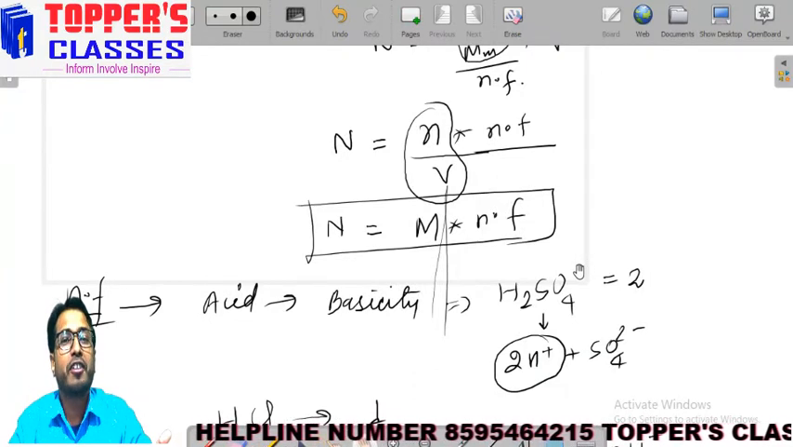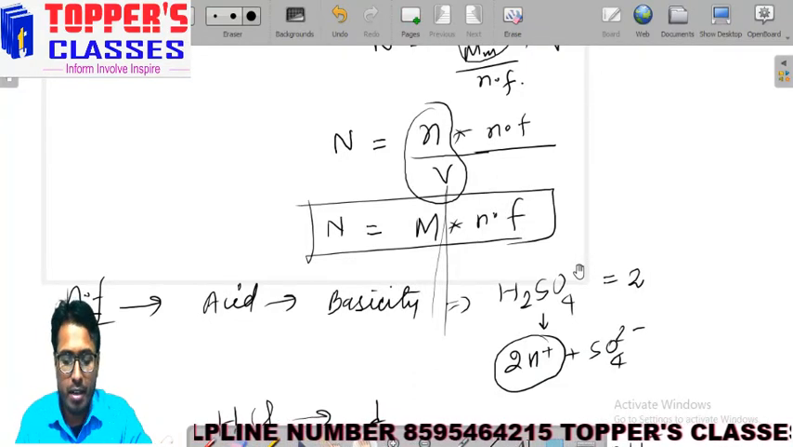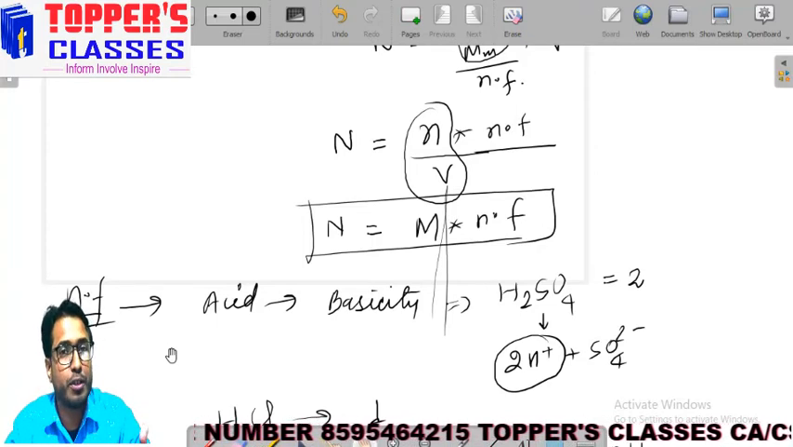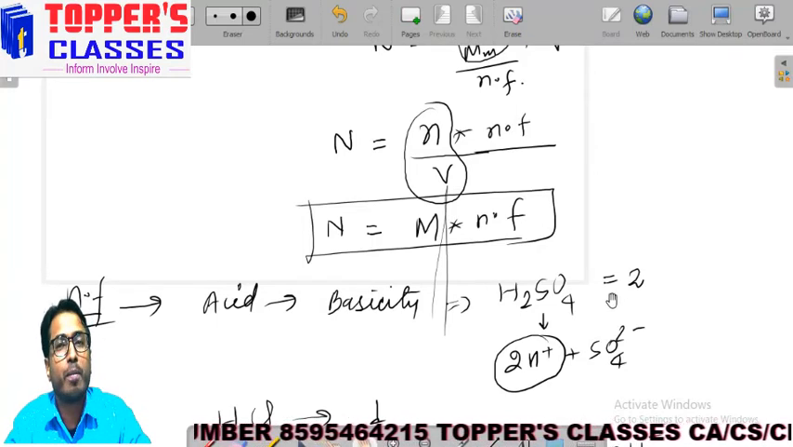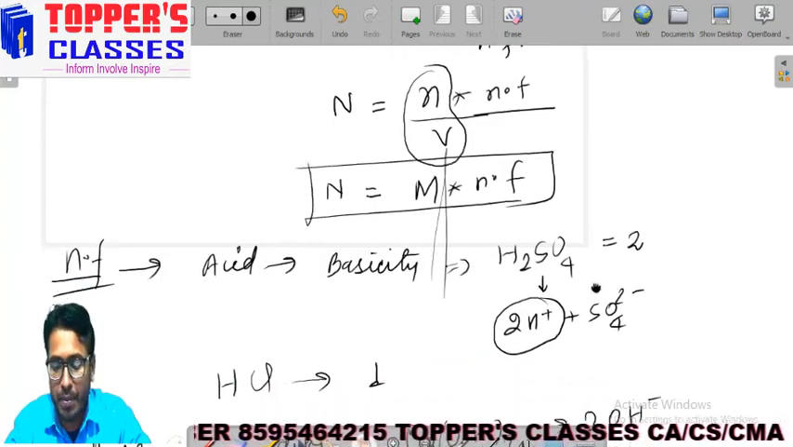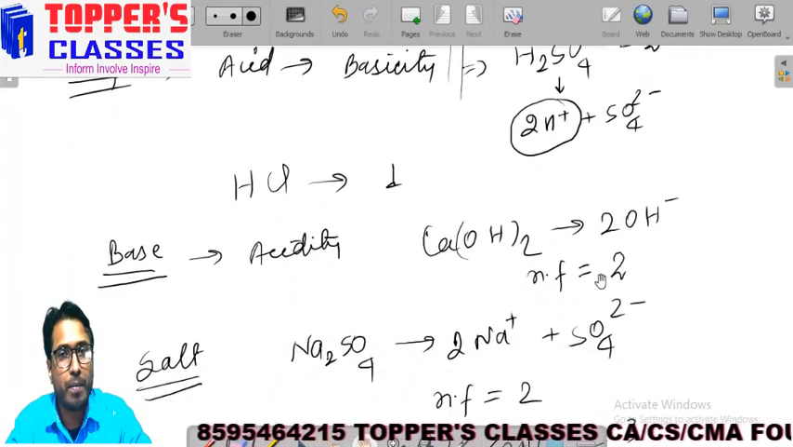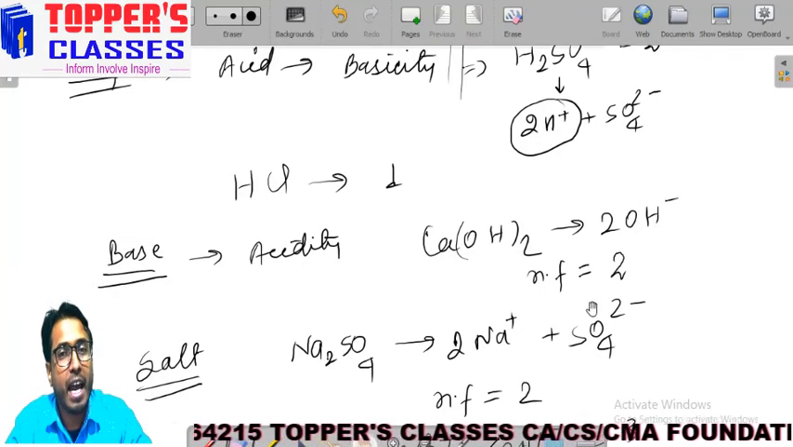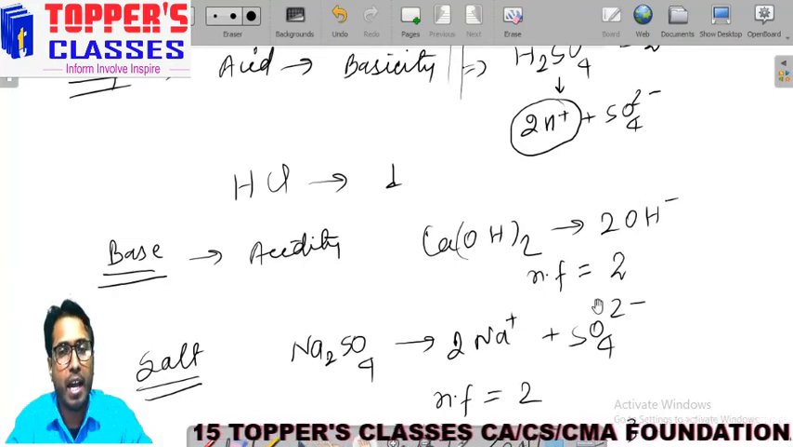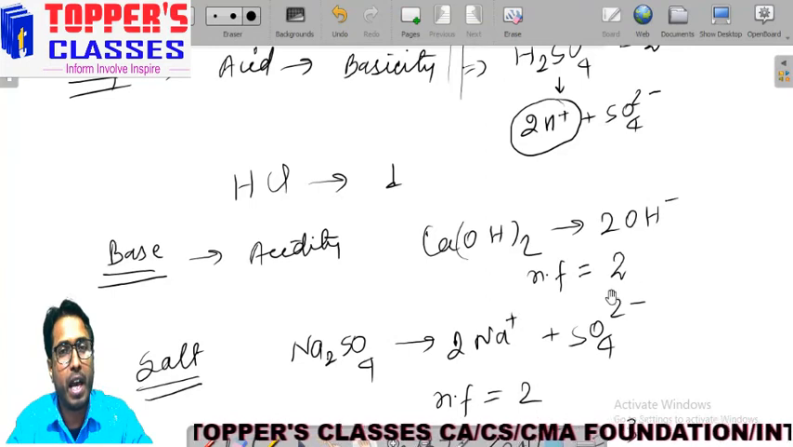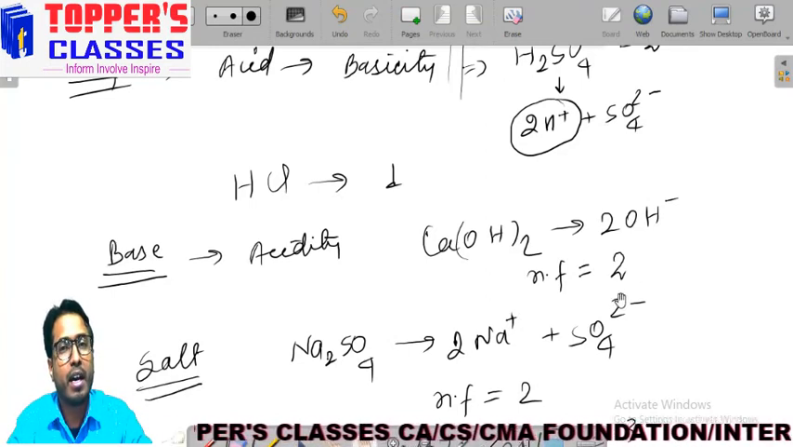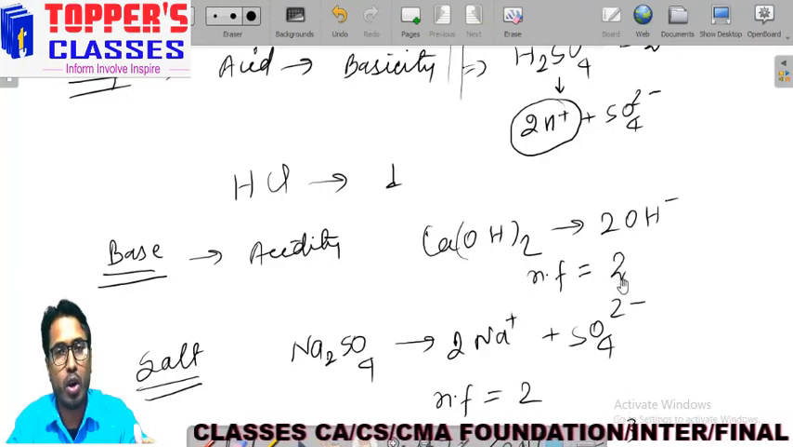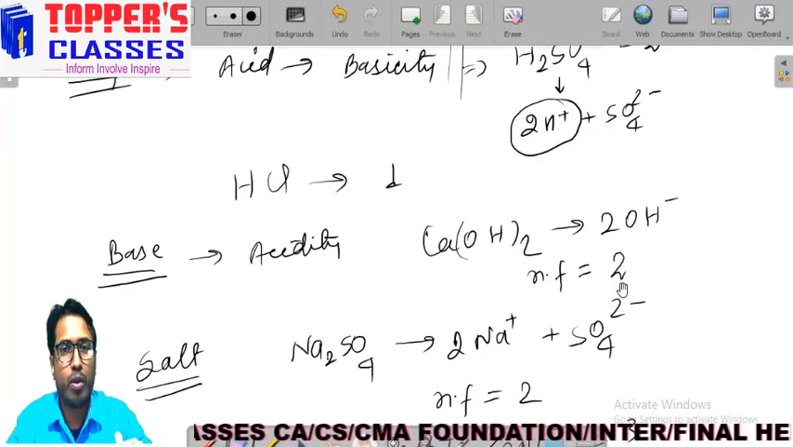Now I tried to make you understand what n factor is. So n factor for an acid will be its basicity, n factor for a base will be its acidity, and for a salt, it is the cation or anion. Whatever be the number of cation or anion charge, that will be the n factor. We will take any one of the charges for salt, either cation or anion.